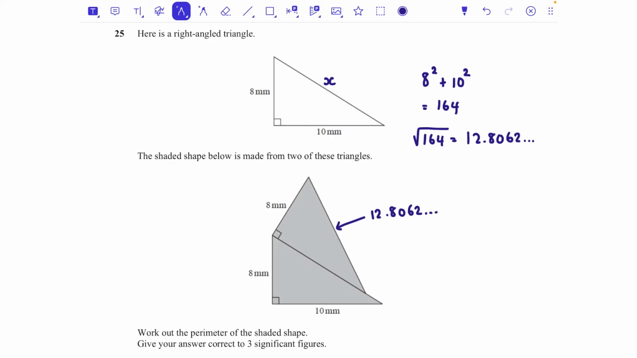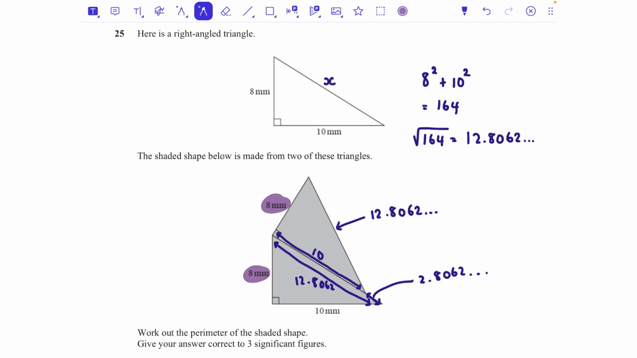Okay, lovely. So I know that this side here is 12.8062. What about this bit here then? Well, I know that all of this side here is that same number, 12.8062, and I know that this side here, because it's the base of that triangle, is 10, and therefore the difference here is 2.8062. If I take away 10 from 12.8062, I get 2.8062. So therefore, we've got those numbers to add up. To get the perimeter, it's going to be 8, add 10, add this, add this. And I'm not adding together anything on the inside because perimeter is only the distance around the outside.